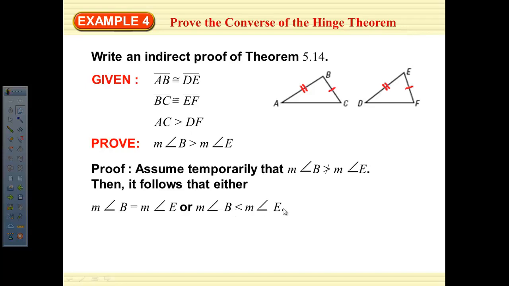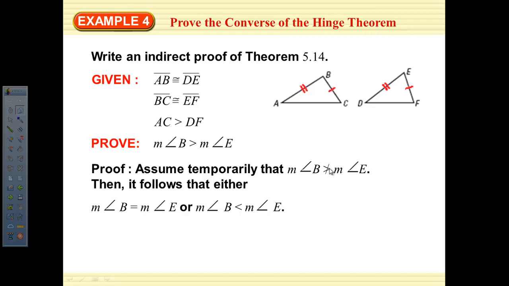And then we look at B and E having the relationship where B is less than E. If B is less than E, then we know that AC has to be less than DF because of the hinge theorem, the side angle side triangle inequality theorem. Since this came after it, we can use that whole idea. But if B is less than E and AC is less than DF, that contradicts that AC is bigger than DF. Therefore, both of these examples are false.